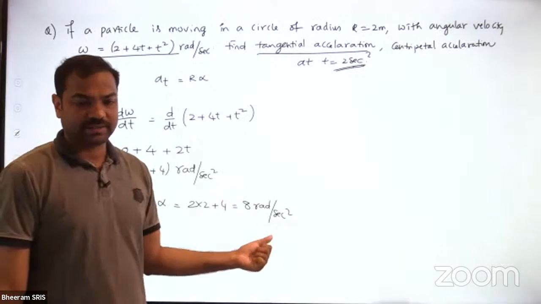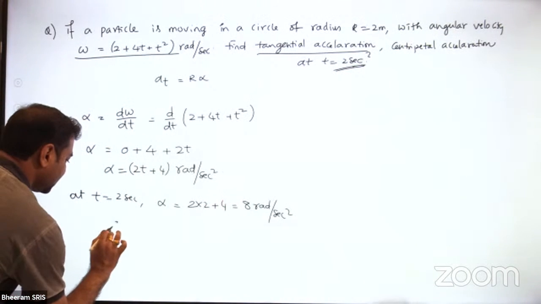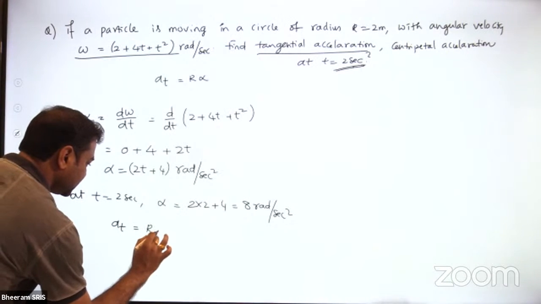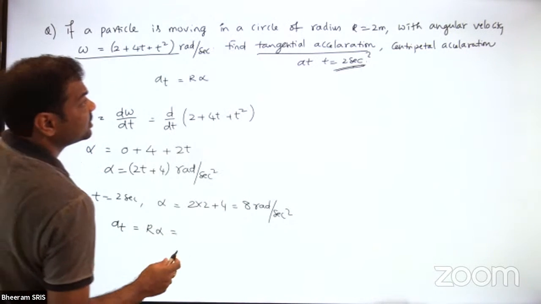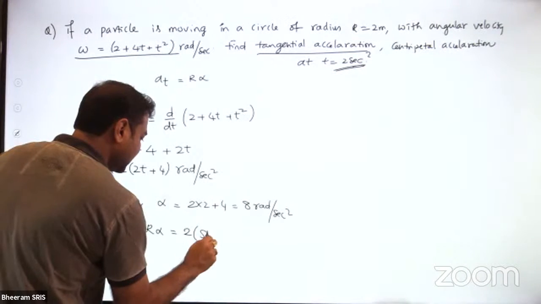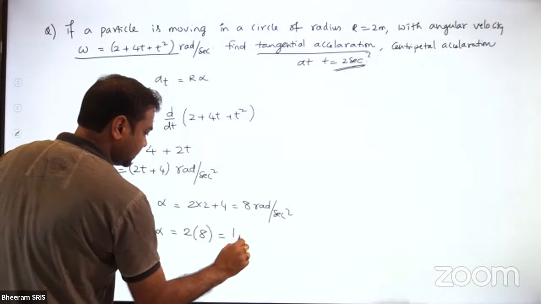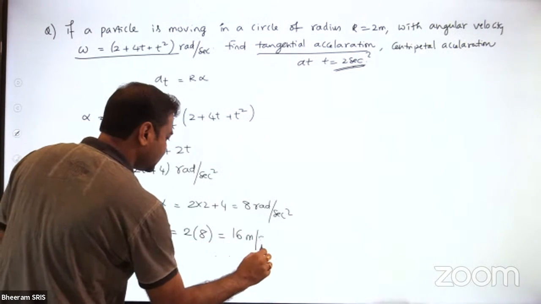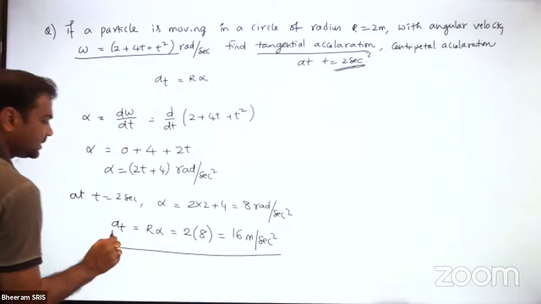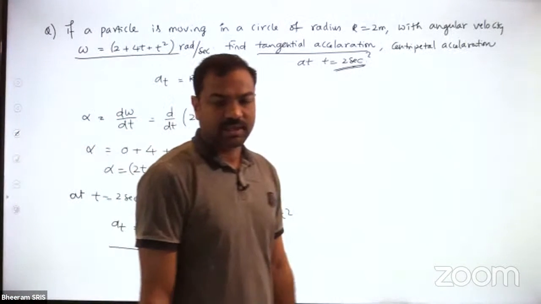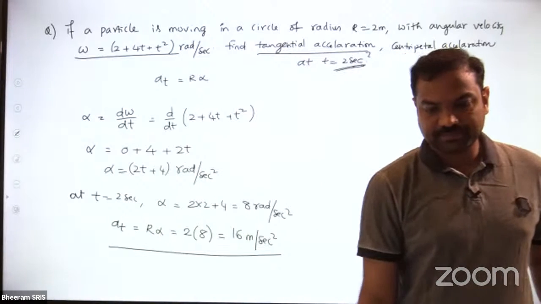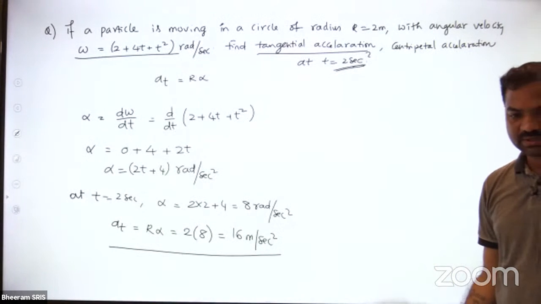Then what is the tangential acceleration at t equal to 2 seconds, which is r alpha? R value is given as 2. So 2 into the alpha value 8 at t equal to 2 seconds. Then total 16 meter per second square. That is the tangential acceleration. So tangential acceleration will be 16. I think Manish got the correct answer.